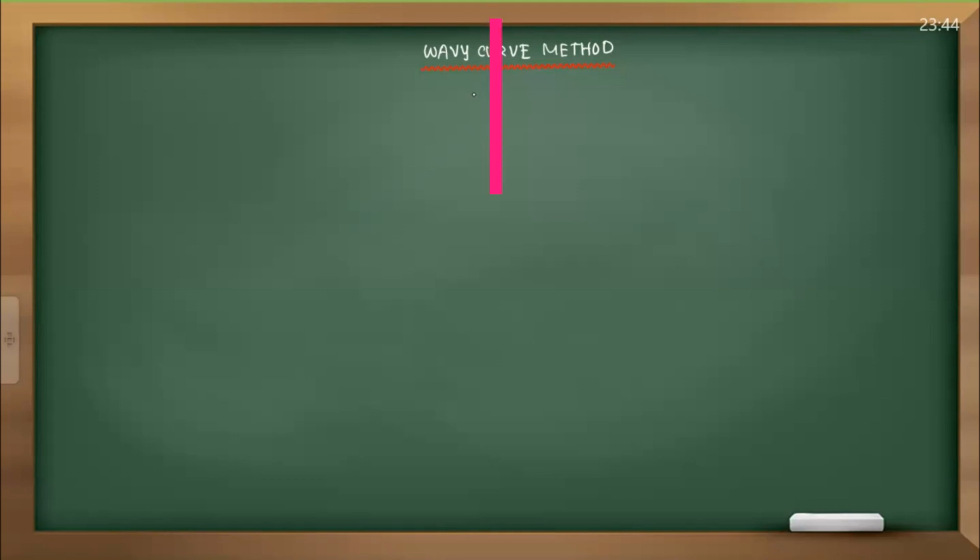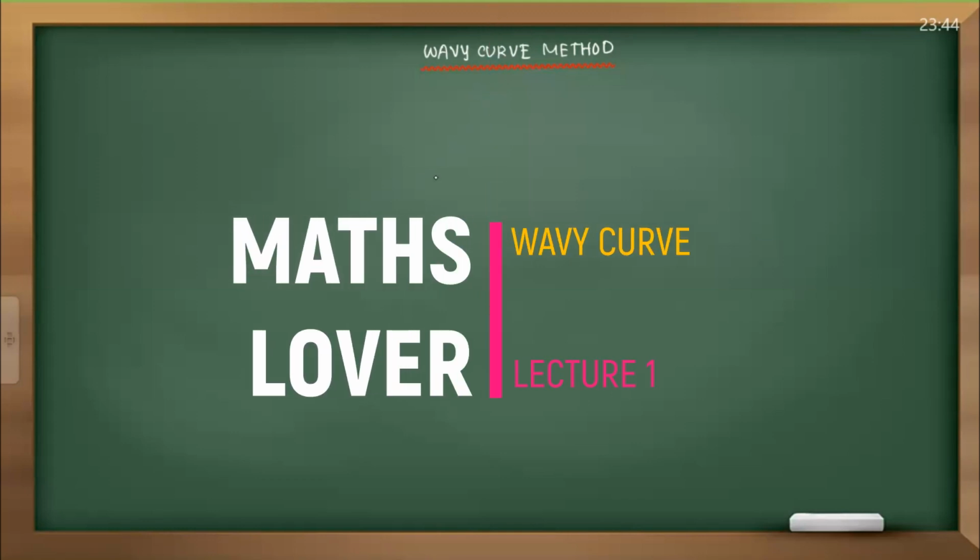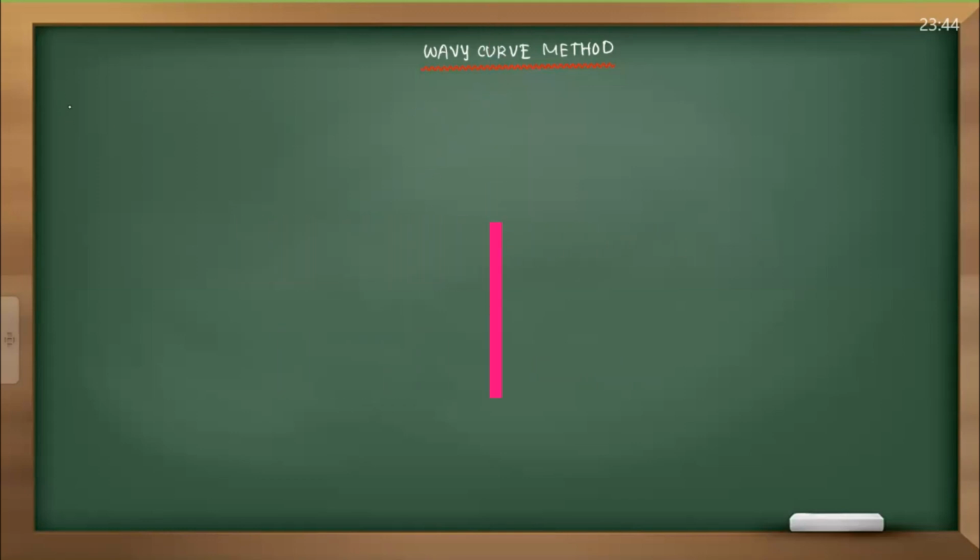Hello everyone. So today we're going to discuss a very important part of inequalities that we know as the wavy curve method. The name suggests that there is something like a wave. Now, are there any waves here? We'll try to find out.